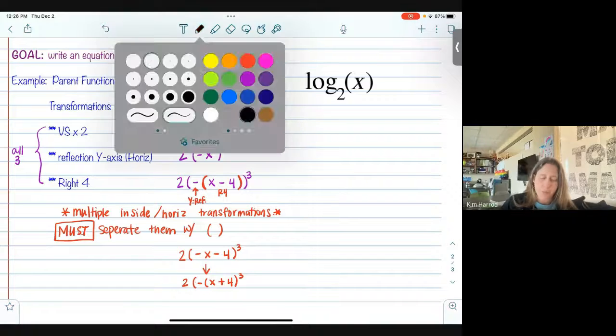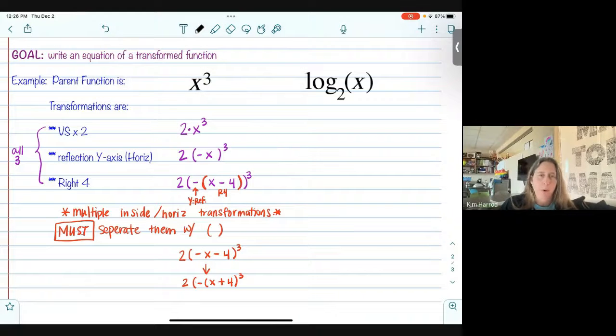Okay, not too many of that's going to happen today, but that's why we pointed it out in the notes so we don't have to see it later. So why don't you think for a second, what's log base 2 of x going to look like if I do all of these things? I'm going to look at my watch and give you 50 seconds to think about what the equation looks like: stretch 2, reflect y, right 4. And then I'll go over it.